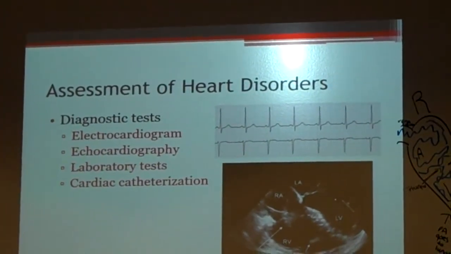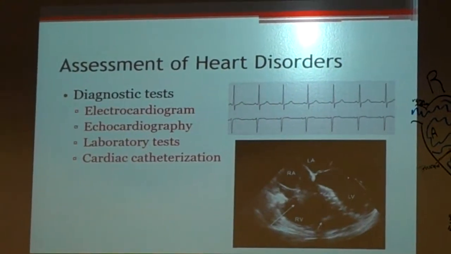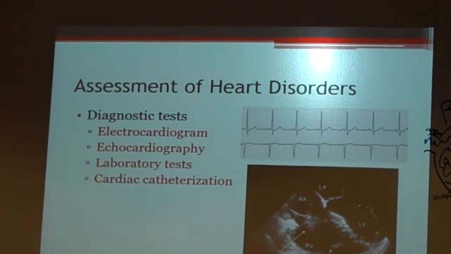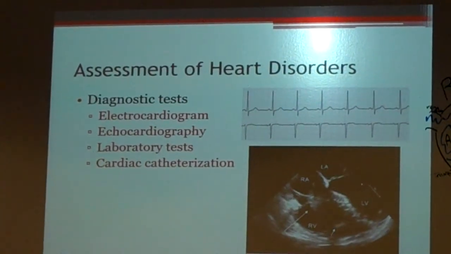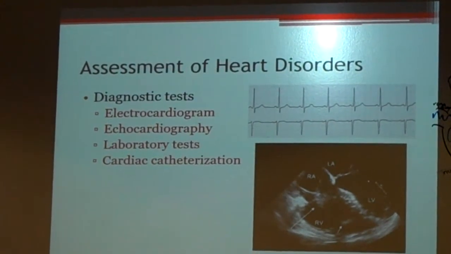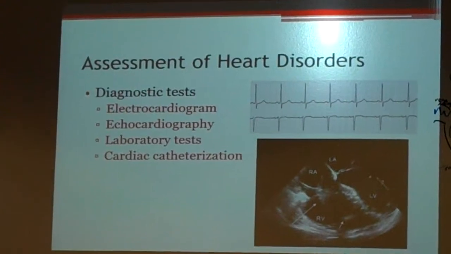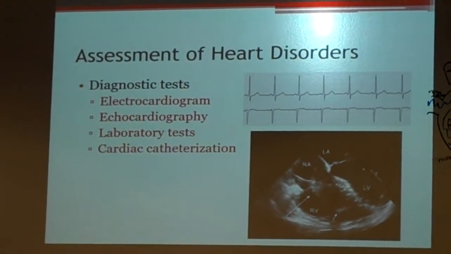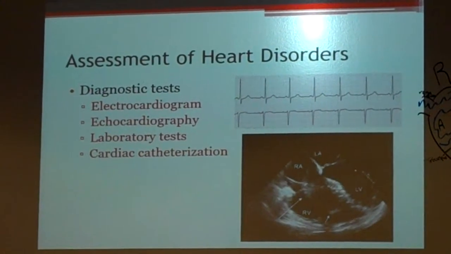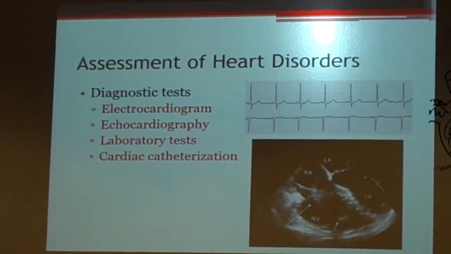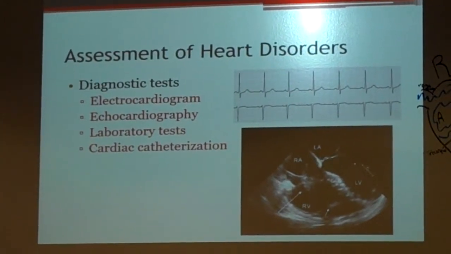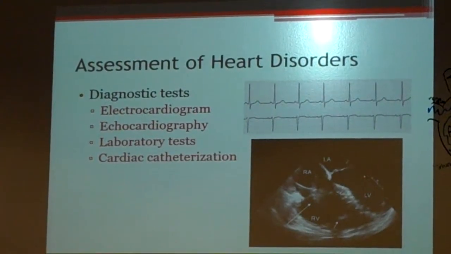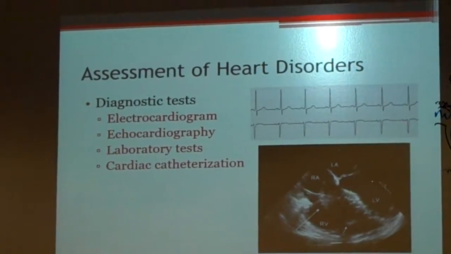Diagnostic tests you may see done: an electrocardiogram, an echocardiograph, and lab tests. This would point out the increased hemoglobin if there's been prolonged oxygen deprivation. They may increase their hemoglobin level and have polycythemia, which is defined as a hemoglobin greater than 20. They may also do a cardiac catheterization on the child to actually diagnose heart disorders. We'll talk a little bit more about that now.